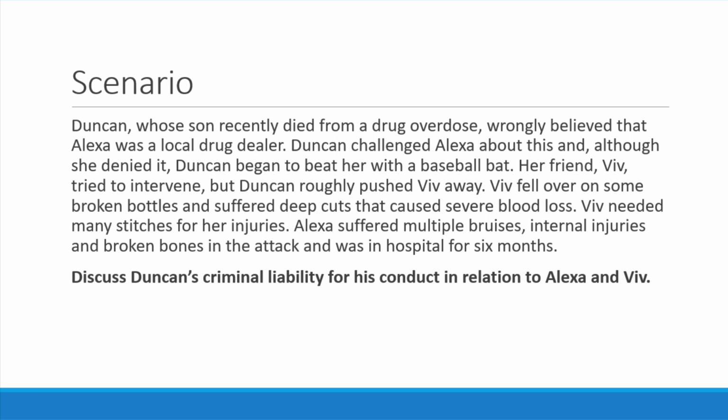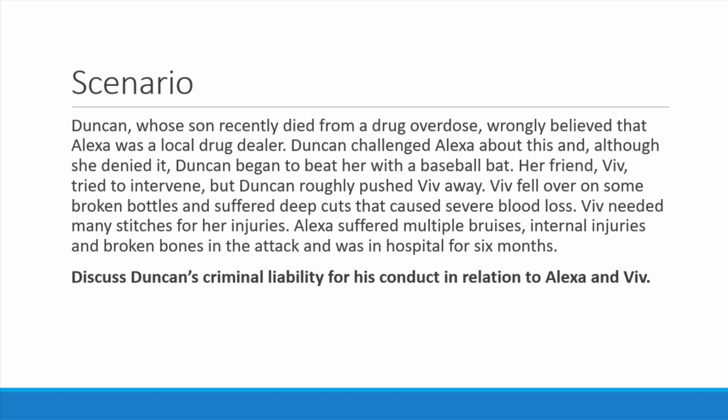But if you look at the injuries that the victims have suffered, the first victim, Viv, has suffered deep cuts that cause severe blood loss, and the second victim, Alexa, has suffered multiple bruises, internal injuries and broken bones, and was in hospital for 6 months. So the question asks you to discuss criminal liability for Duncan's conduct in relation to them, but it doesn't tell you what offence you need to discuss. So that's why you need to start with the level of harm and then work backwards from there.